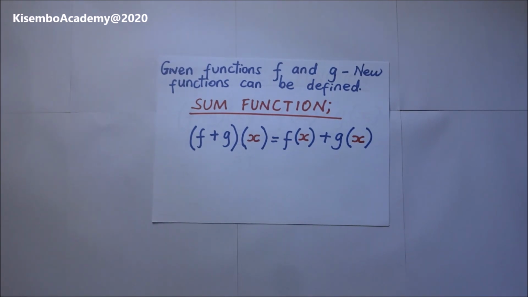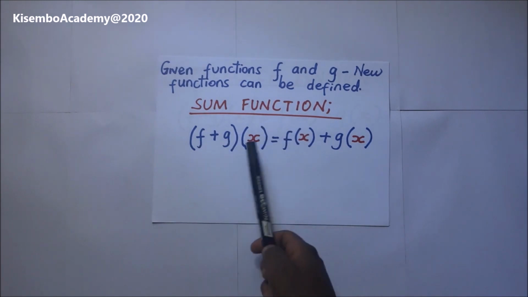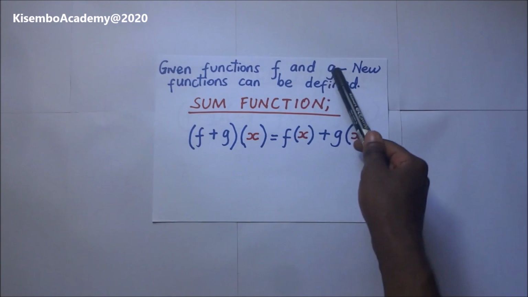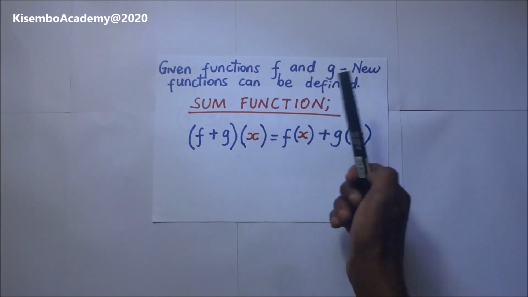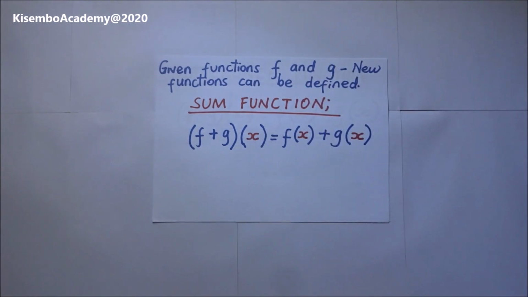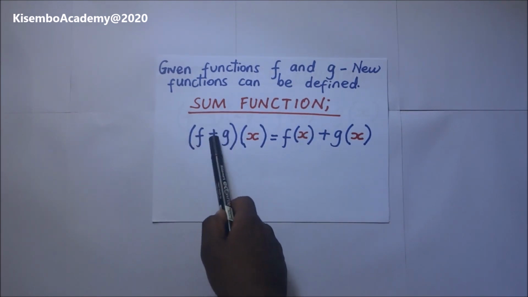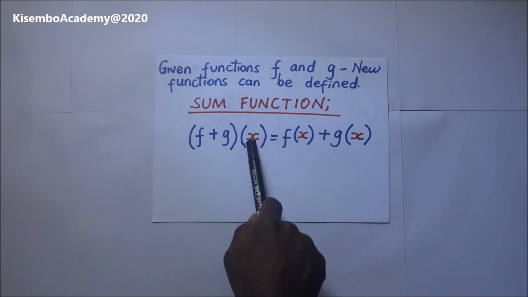So we'll start off with adding the functions. This is the notation. We shall first go through the notation. For a sum of functions, we have a function f and a function g. We call it f of x or g of x. Both functions have the input as x. So if we are to add them, it will be f plus g. These are the two functions we are adding, and the input is both x.